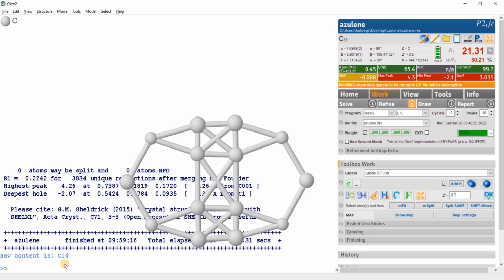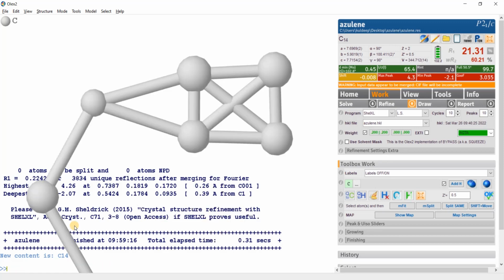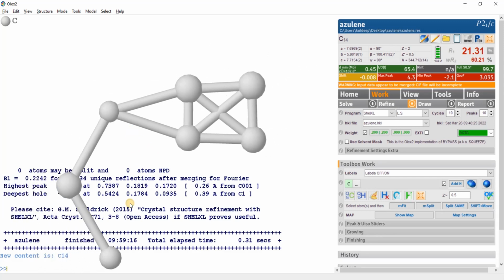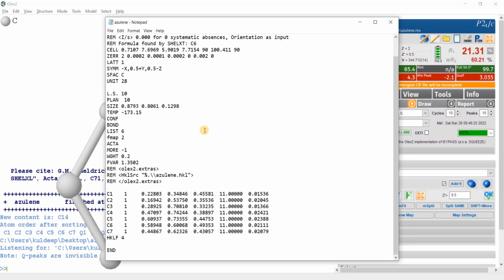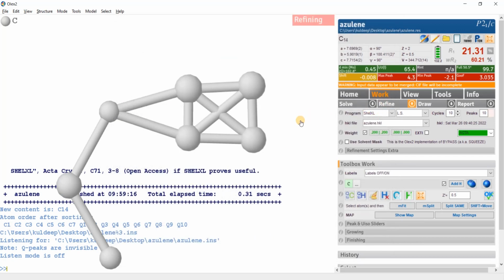So let's fuse first and name the atoms systematically: 1, 2, 3, 4, 5, 6, 7. And there are no more carbon atoms possible in the asymmetric unit other than these 7 atoms. So name 1, and I am going to sort, and if I edit my INS file, then these 7 atoms are here: C1, C2, C3, C4, C5, C6 and C7. The thermal values are looking good. Let's refine it.